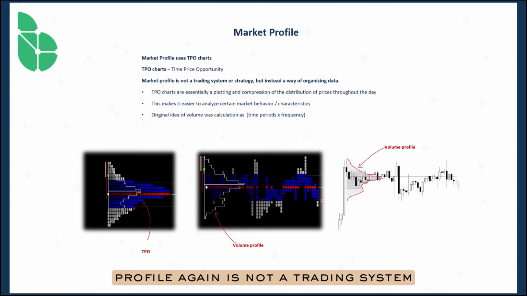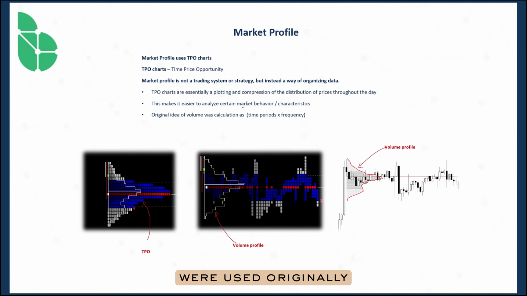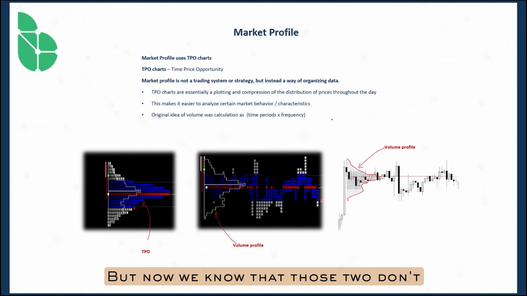Market profile, again, is not a trading system or strategy. It's a way of organizing data. So all of this stuff we just went over. TPO charts were used originally because they didn't calculate volume and give it to you right away during the day. In the early 1980s, when charts started coming out, before that, volume was calculated or assumed before the end of the day as the amount of time we spent in a certain area, so time multiplied by frequency. Basically, if we spent the most amount of time in a certain area, that was where the most volume occurred. But now we know that those two don't always line up.